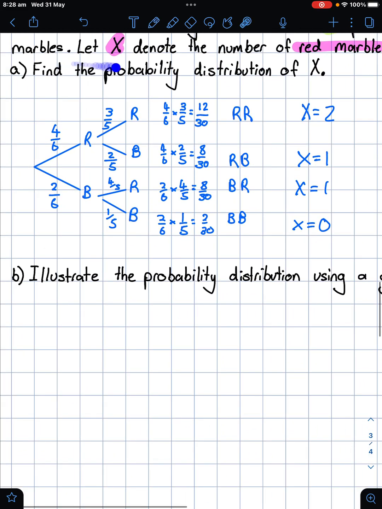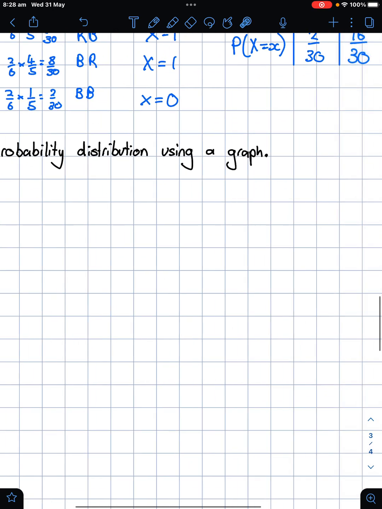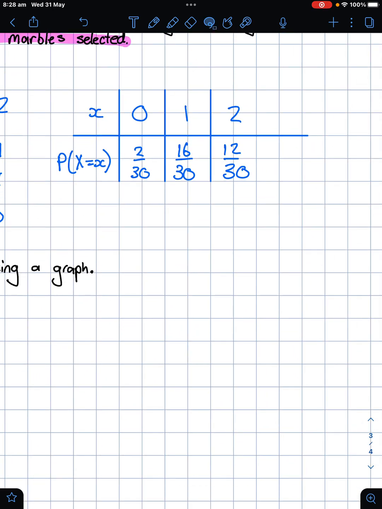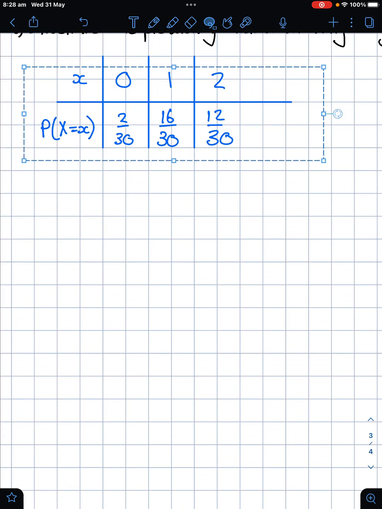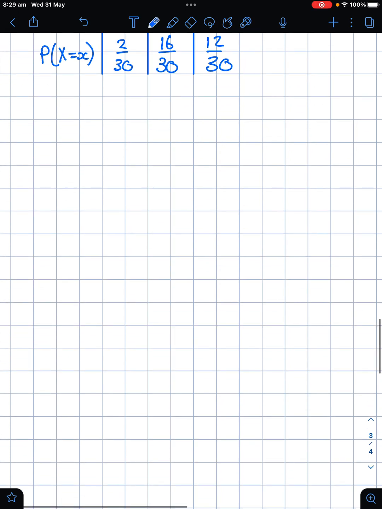So find the probability distribution of X, we've done. Illustrate the probability using a graph. So pretty much we're just going to take this value here, this straight down, and I'm just going to put it up here so it's easier to draw our graph. So our graph here, we're going to have our x-axis. All right, we're going to have our probability. All right, and then we're going to consider these values here. So we've got 0. I can make these doubles. All right, 0, 1, and 2.